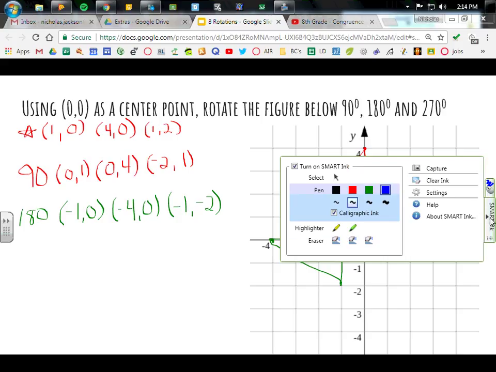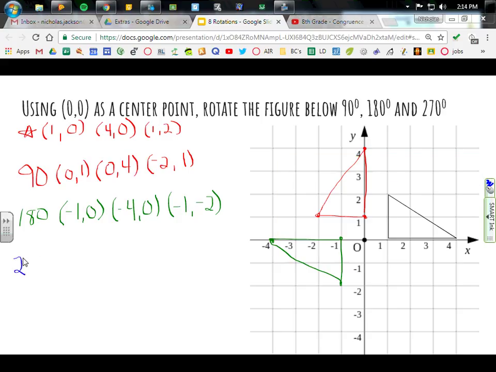Finally, let's do a 270. All right, so for a 270, our points flip-flop. Now our x becomes negative. So our first point is going to be (0, -1). Our second point will be (0, -4). And our third point will be (2, -1). All right, so let's plot those.